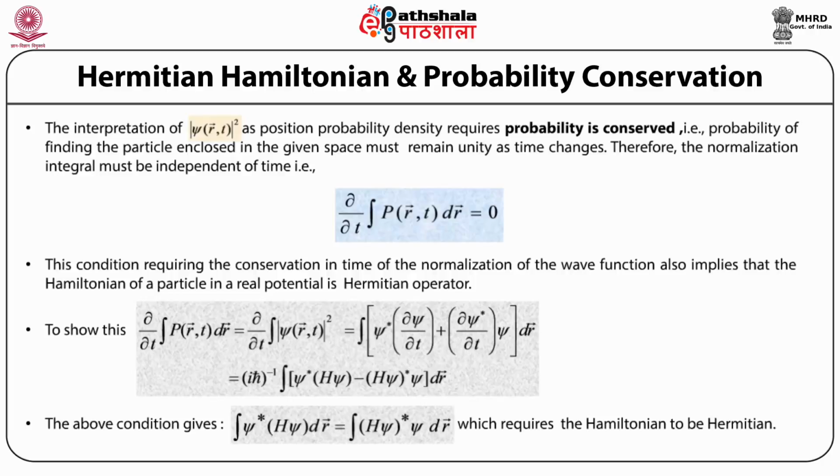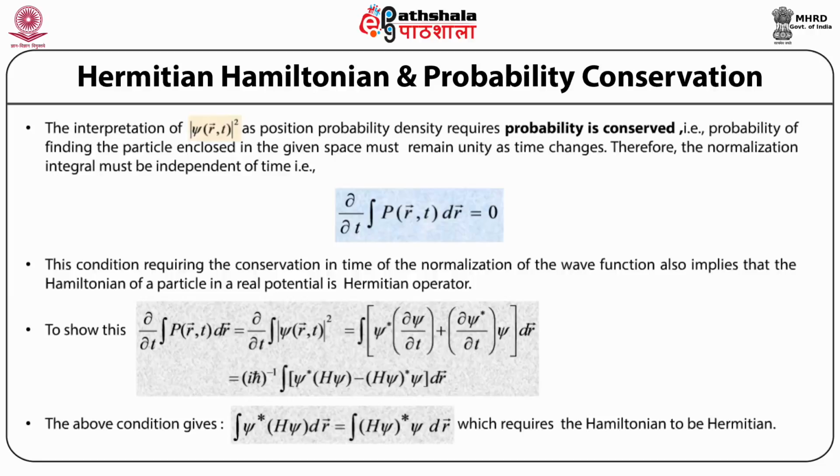So let us consider the partial derivative with respect to time of the volume integral of the probability density function p as a function of position vector r and time t. This can be written as equal to the partial derivative with respect to time of the volume integral of the square of the modulus of the wave function, and this can then be written as the volume integral over dr of, within brackets, psi star times the partial derivative with respect to time of psi, plus the partial derivative with respect to time of psi star times psi.